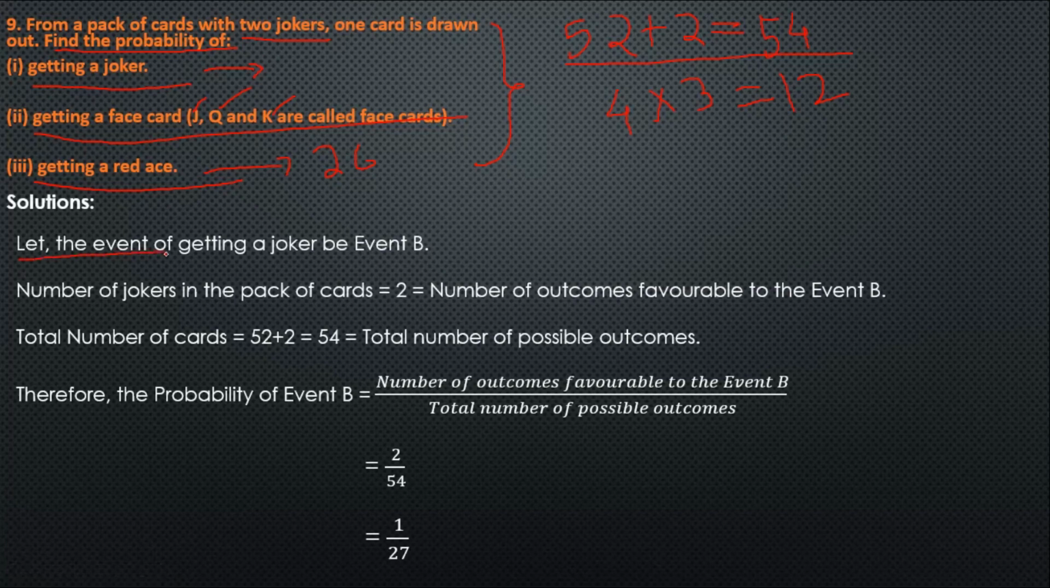Let's go into the solution. Let the event of getting a joker be event B. So this is the number. What is the number of jokers in the pack of cards? This is only 2. There are 2 jokers, as the question says here. So this is the number of outcomes favorable to event B. Now total number of cards, as I have already told you, it is 54, because there are 2 jokers in this pack of cards. So this is going to be the total number of possible outcomes. Therefore the probability of event B is going to be number of outcomes favorable to the event B divided by total number of possible outcomes. 2 divided by 54, this will give you 1 by 27 as your answer.